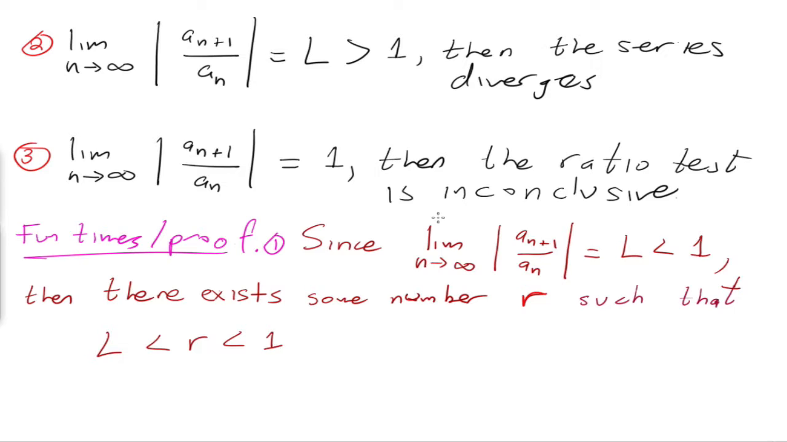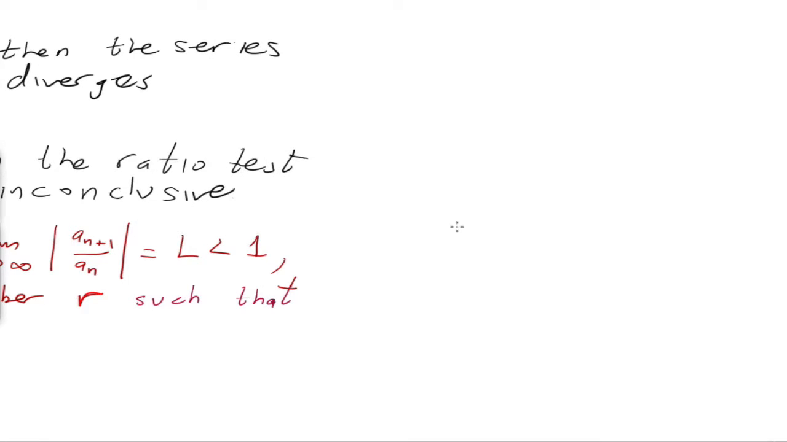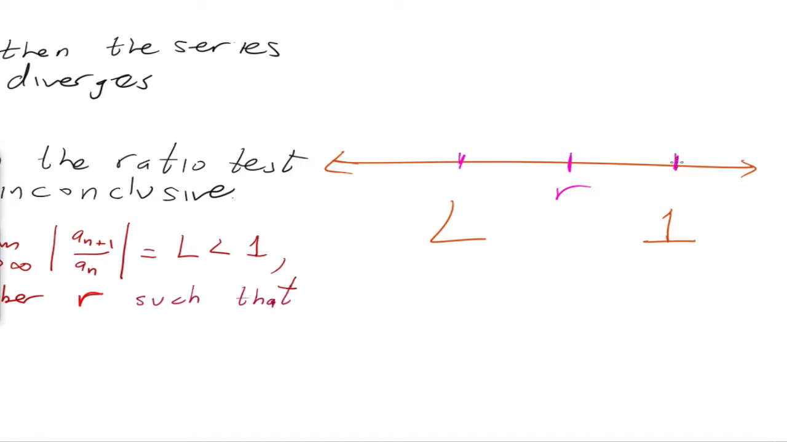Let me draw a little number line. Let's say 1 is right here, and you have L right here. So L is less than 1. And then R is somewhere in between L and 1. It doesn't really matter where it is. But the sequence, the ratio, converges to L.